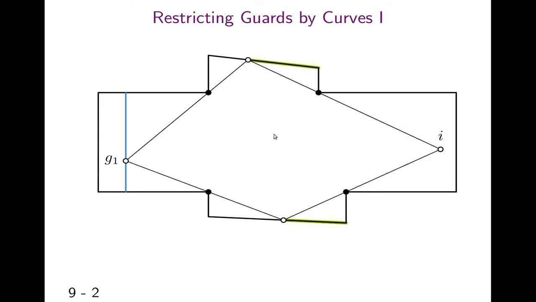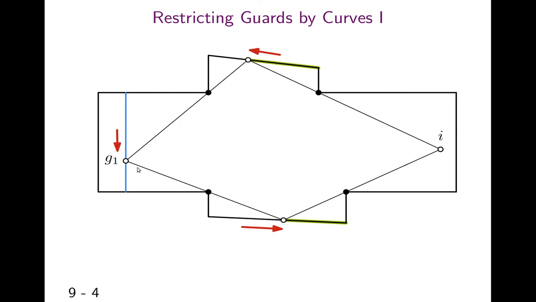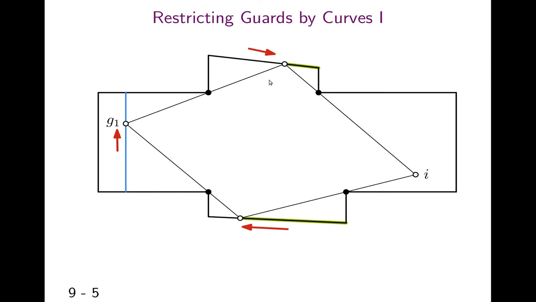Okay, so we start with some basic observations. Let's say we have a guard G1 here. It sees part of that pocket, and it sees part of that pocket here. And what happens if we move G1 up? Well, it sees less of that top pocket, as you see here, but more of the bottom pocket. And reversely, if we move G1 down, it's the opposite thing, right? So moving G1 up and down leads to less of the top, more of the bottom, and vice versa.